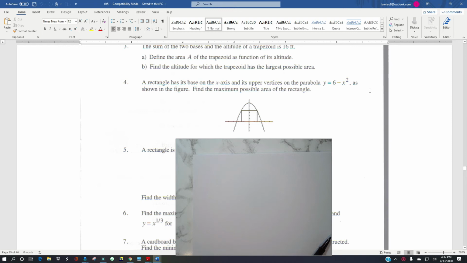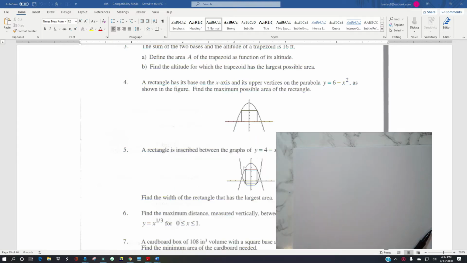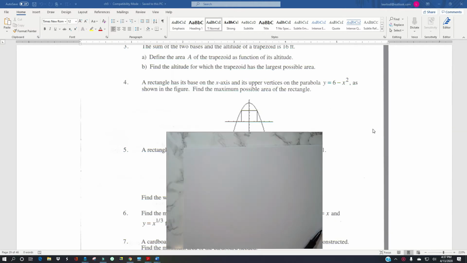Okay, so now we're going to switch gears a little bit, and we're going to look at finding the area of an inscribed rectangle. There are two cases. There's one like the picture you see up here, where it's inscribed under one curve between the x-axis and a function, and then there's the other case down here where the rectangle is inscribed between two curves. So let's look at number 4 first, and then we'll move on to the next one.